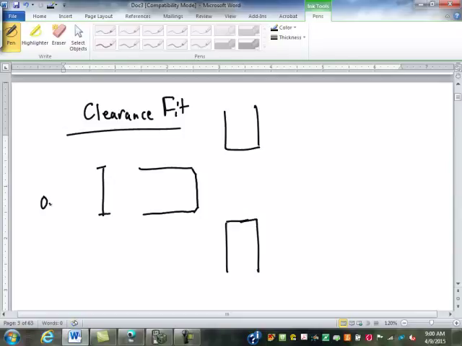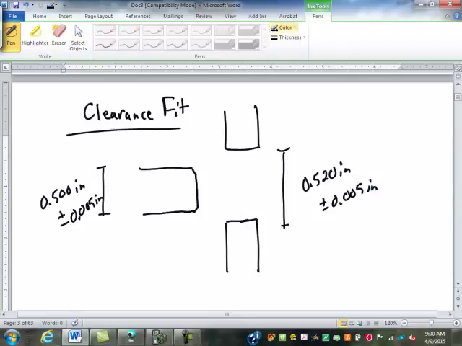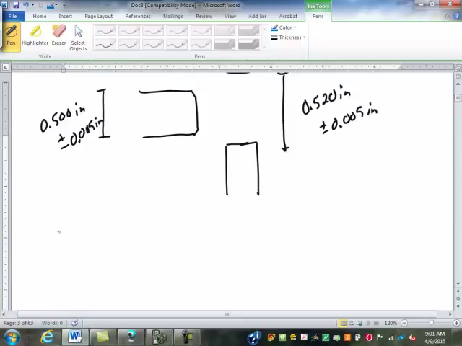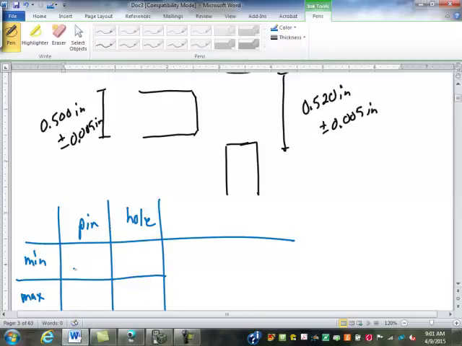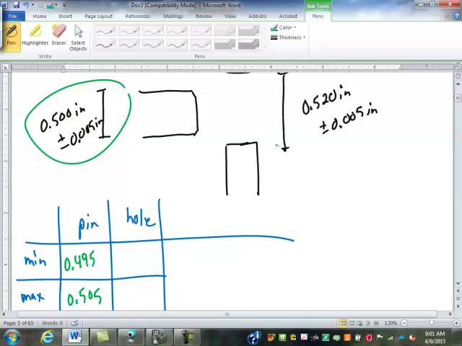So let's say that pin is 0.500 inches plus or minus 0.005, and our hole is 0.520 inches plus or minus 0.005. We're going to look at the minimum and maximum size of each. What is the minimum size of the pin? This is the pin here. 0.495. Perfect. What's the maximum size of the pin? 0.505. For the hole, what is the minimum size? 0.515. And the maximum size? 0.525.